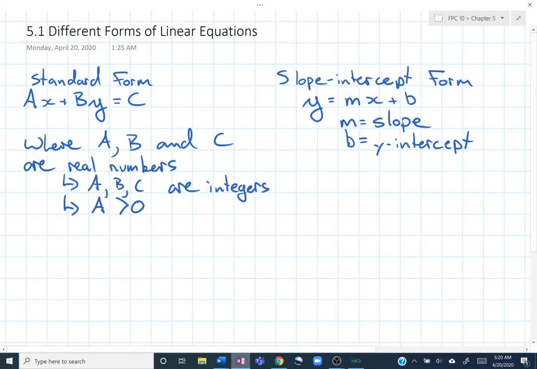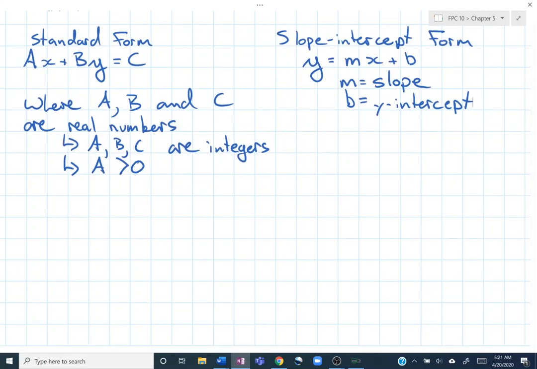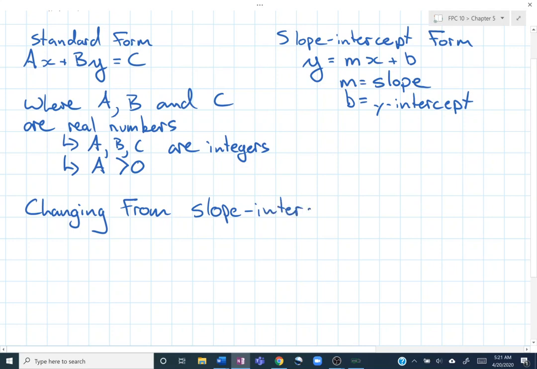So as you can see, the slope-intercept form is a little bit nicer when you need to graph, but a lot of times when we talk about lines, it'll be given in standard form. A line can be given in both ways, and it could still be exactly the same line. So let's do a couple of examples. Let's look at changing from slope-intercept into standard form.